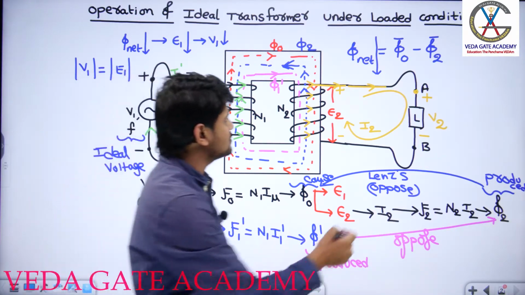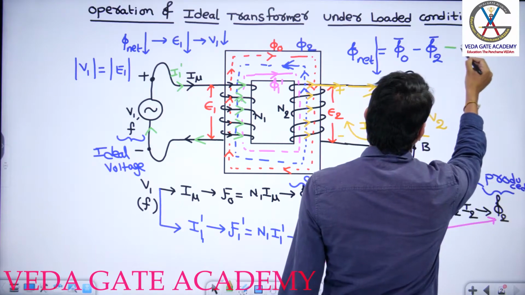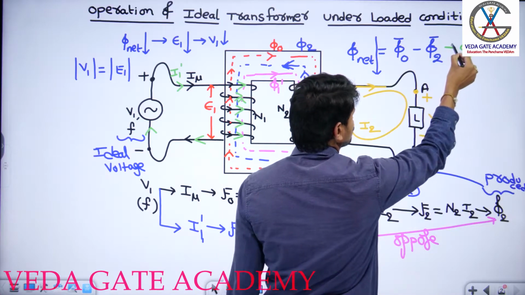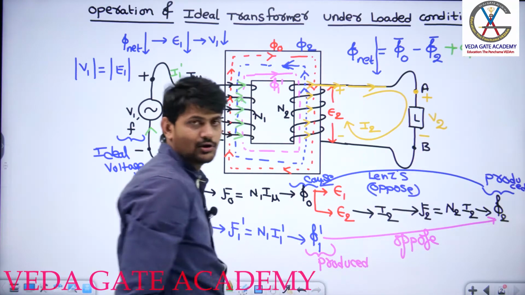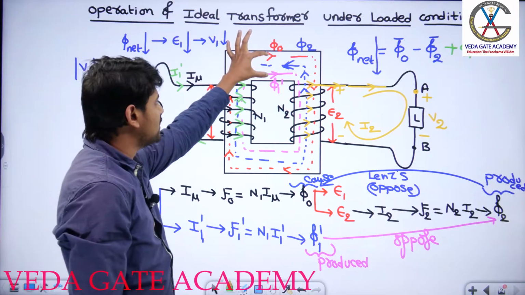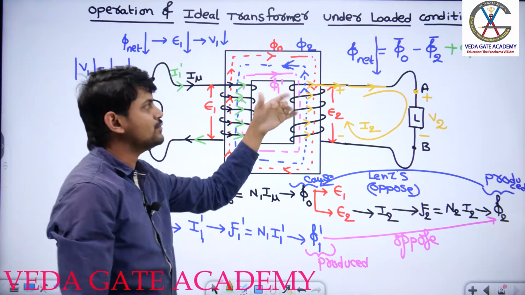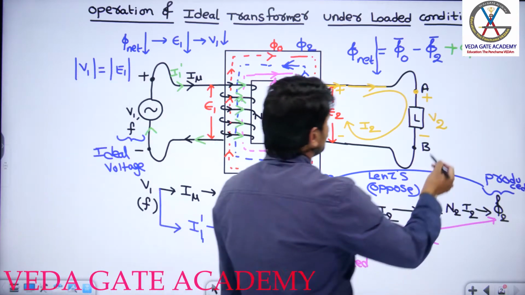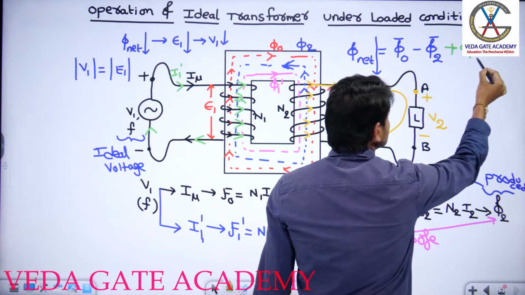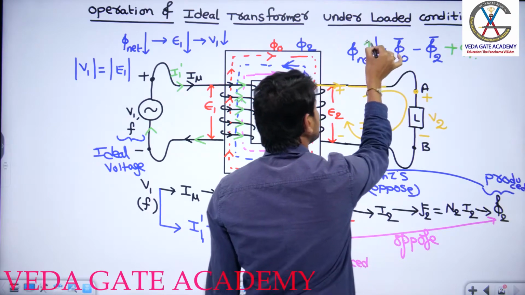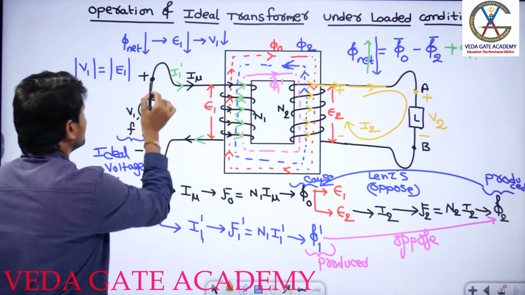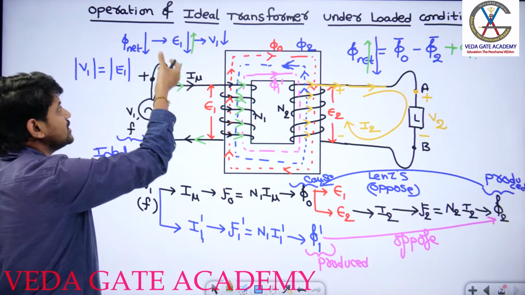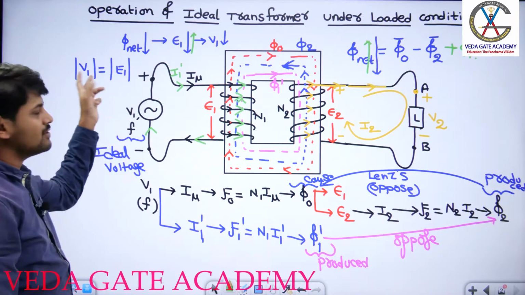The moment, during the steady state period, this phi1 dash also appears, it should be added with phi0 or opposed. This minus symbol becomes a plus symbol, because these two fluxes, phi0 and phi1 dash, are both added, and phi2 will be subtracted from the combination of phi1 and phi0. Right? So what will happen? The moment phi1 dash comes into the picture, my net flux starts increasing. As net flux starts increasing, the reduction of the EMF also decreases, right? So as the reduction decreases, my E1 will be almost V1.